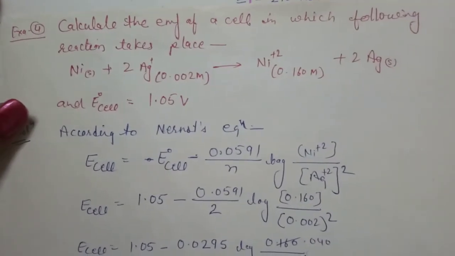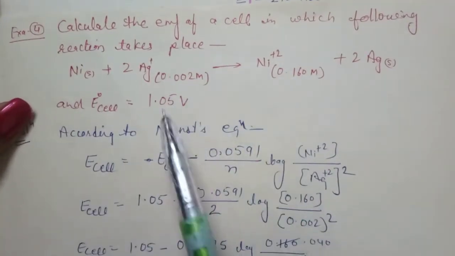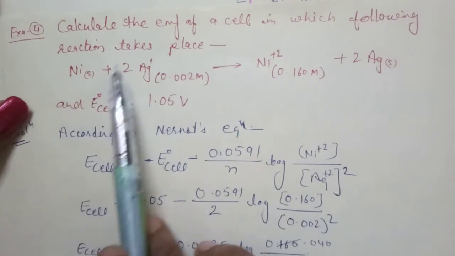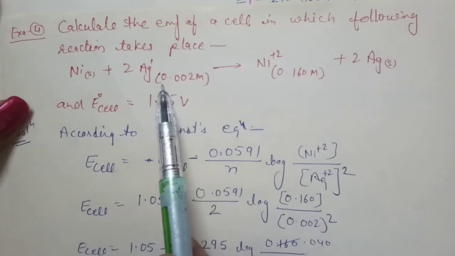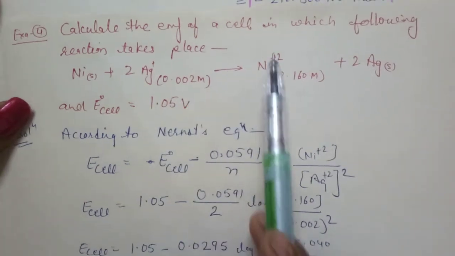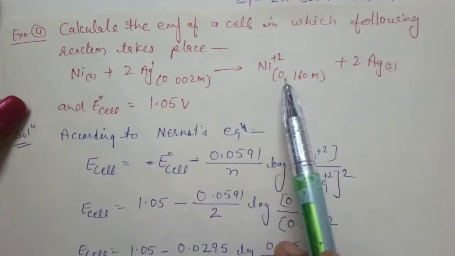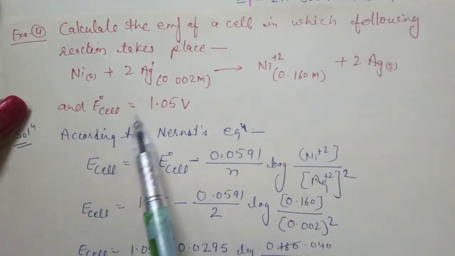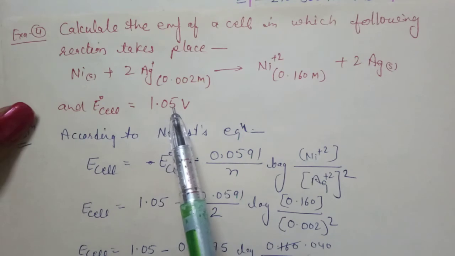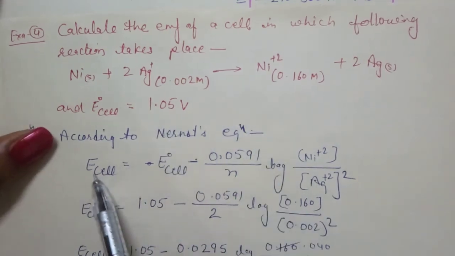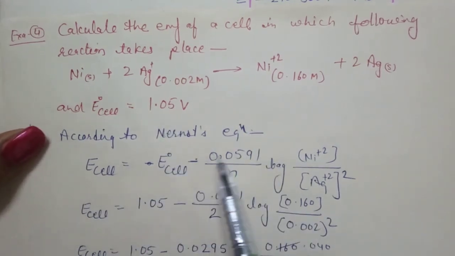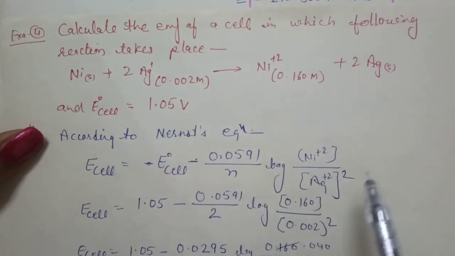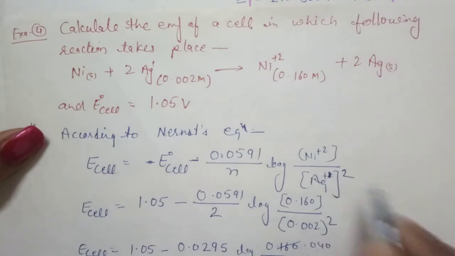Calculate the EMF of the cell in which the following reaction takes place. A simple nickel silver cell: Ni plus 2 Ag plus, where the concentration of Ag plus is 0.002 M, gives Ni plus 2 with concentration 0.160 M plus 2 Ag, and E naught cell is given as 1.05 volt. Then according to the Nernst equation, E cell is equal to E naught cell minus 0.0591 upon n log Ni plus 2 upon Ag plus whole square.